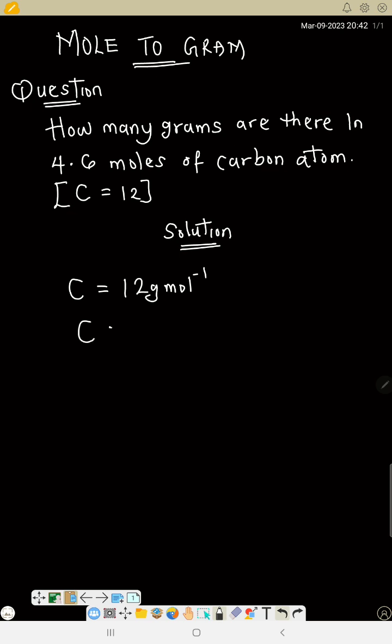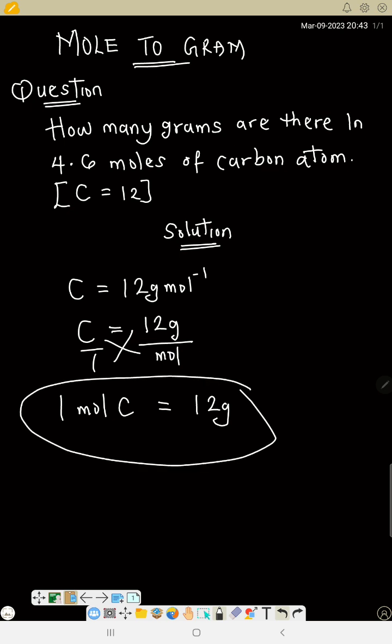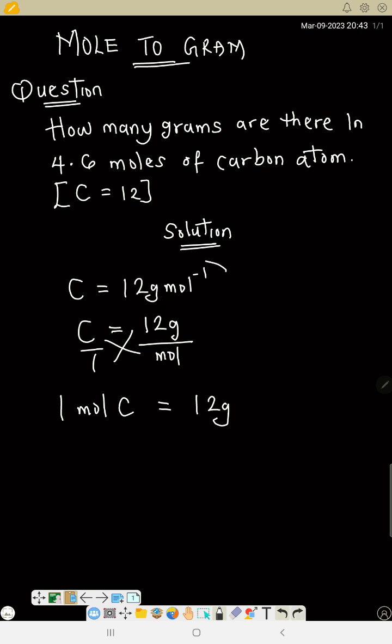You know, per mole means 12 gram over mole. That is the meaning of per mole, raised to power minus 1. So if I cross multiply, it means 1 mole of carbon will equal 12 gram. That is exactly what your molar mass means. 12 gram per mole means for every mole of carbon there are 12 gram.